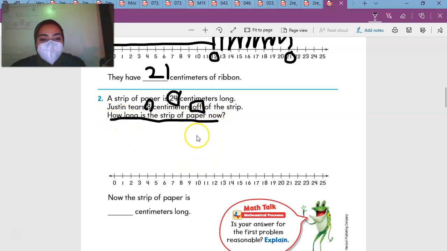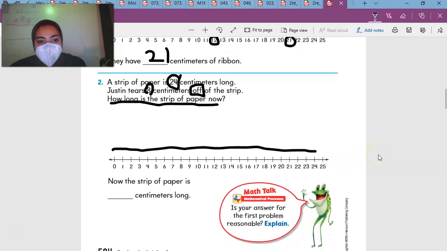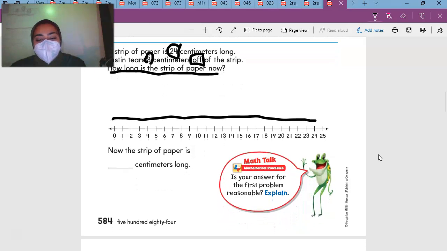So the strip of paper was 24, so I'm going to draw a line from 0 till 24. This is showing how long the strip of paper was. And then how much did Justin tear off? 8 centimeters. So I'm going to jump back 8 times from 24. So you're going to put your little pencil on 24, and then you're going to jump back 8 times. 1, 2, 3, 4, 5, 6, 7, 8. How long is the strip of paper now?